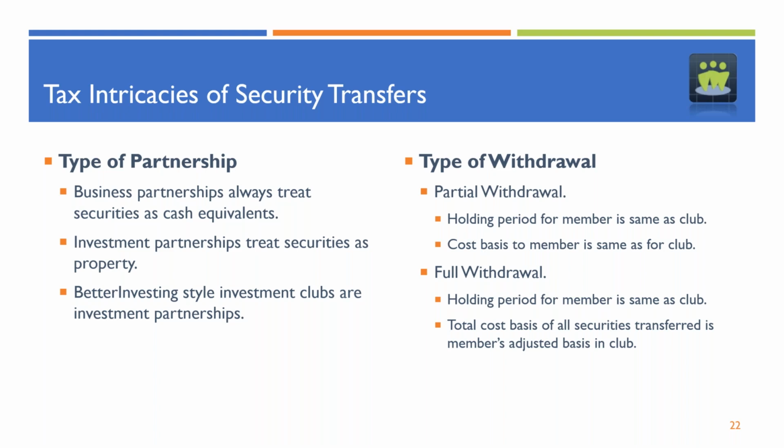Now, the type of withdrawal then comes into play. Is it a partial withdrawal? In that case, the holding period for the member of the securities involved is the same as it is for the club, and the cost basis to the member is also the same as the club. And then for a full withdrawal, the holding period for the securities received is the same as the club, but the cost basis is much different. It's based on their adjusted basis in the club, so the member's cost basis in the club.